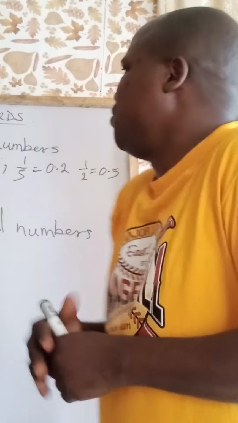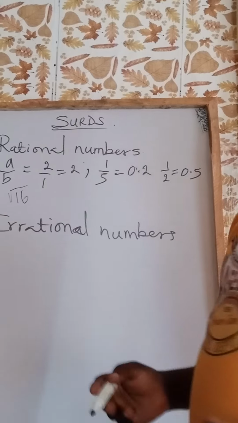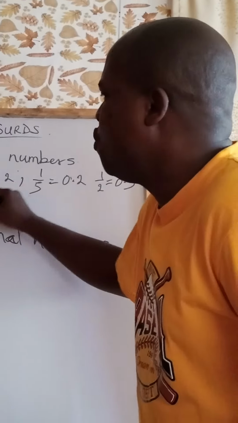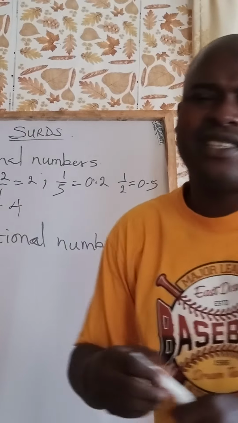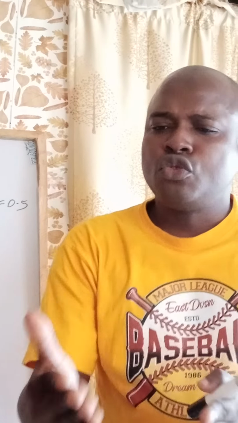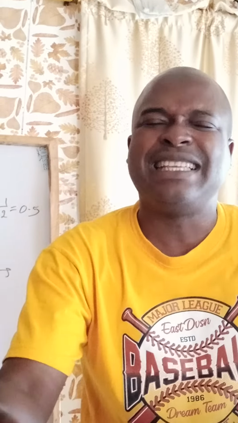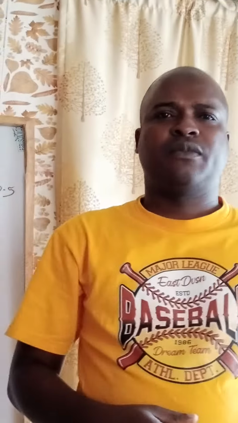Another example of a rational number is the square root of 16. The square root of 16 will of course give us 4, which is a whole number. So a rational number has an ending value. Rational numbers always have an ending value. They have a specific value.